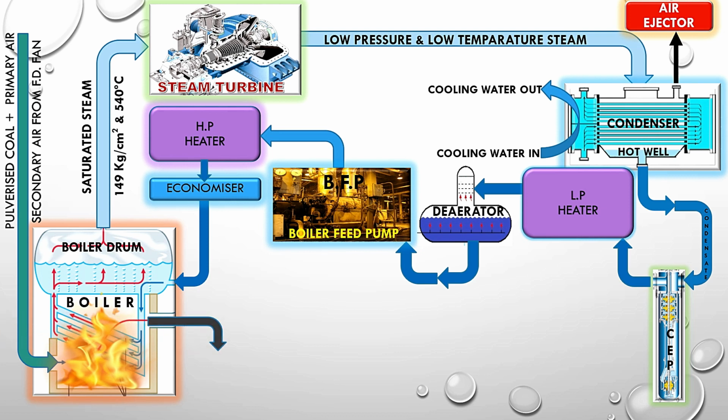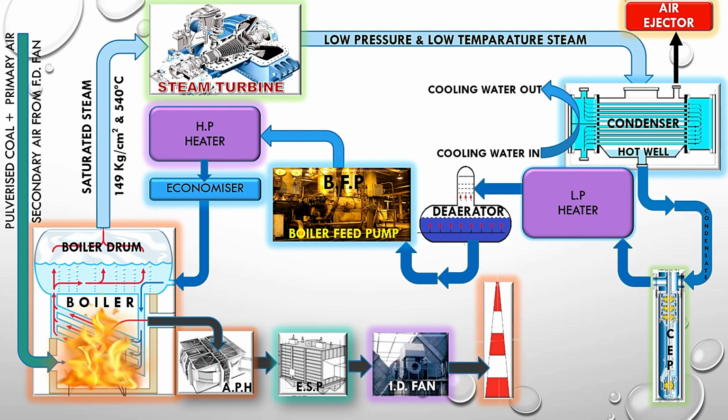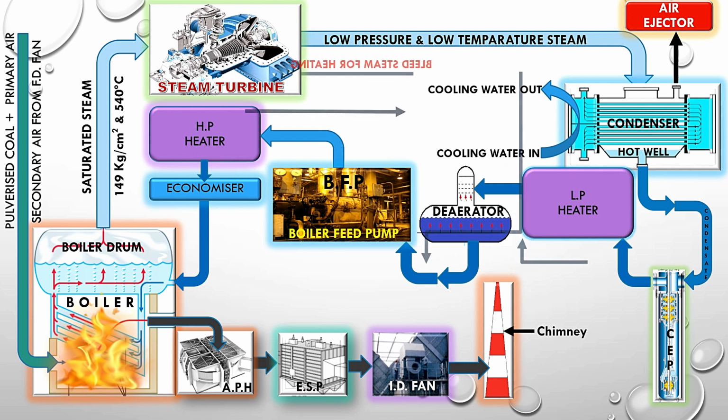Generally, flue gas from the boiler exhaust is at high temperature. We recover this waste heat by preheating the water in the economizer and air in the air preheater. Then flue gases are fed to the electrostatic precipitator where ashes are collected to minimize air pollution, and the rest part of the flue gases is discharged to the atmosphere by the ID fan and chimney. For heating water in the LP heater, deaerator and HP heater, bleed steam from the turbine is used.